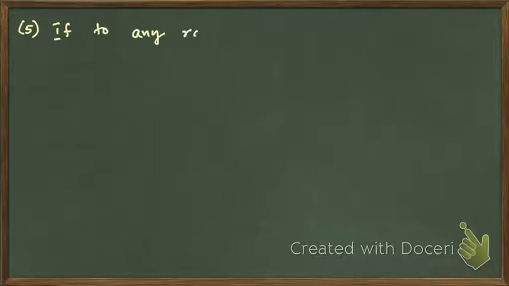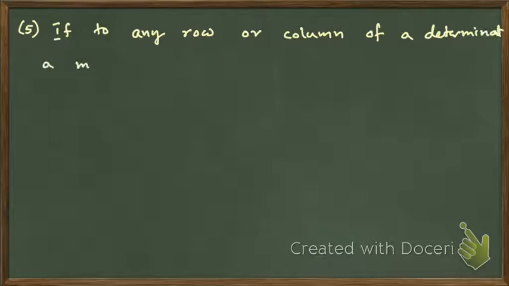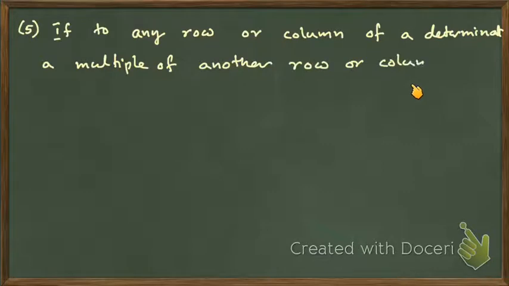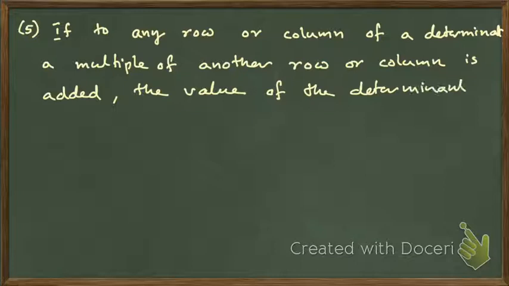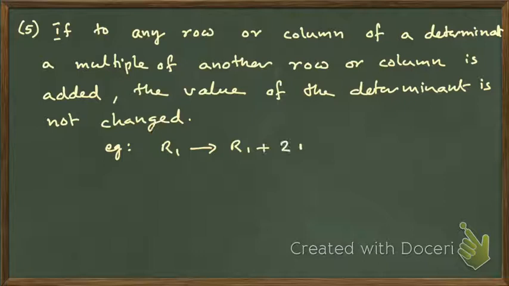Another property: if to any row or column of a determinant, a multiple of another row or column is being added, then the value of the determinant is unaltered. The value won't change. Means I could have an operation like R1 changes to R1 plus twice R3. Or I could say R1 changes to R1 minus twice R3. Or R1 changes to R1 plus negative 5 times R2.